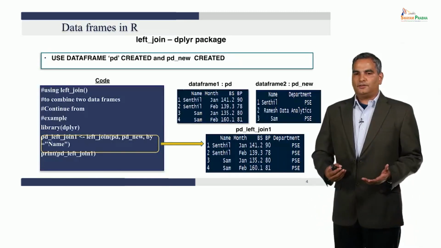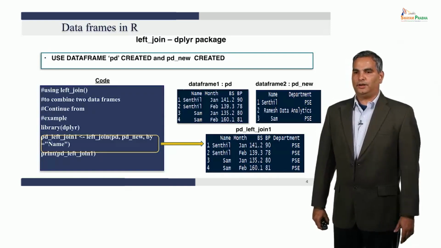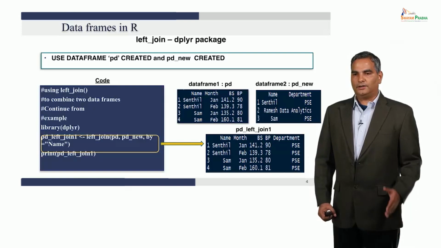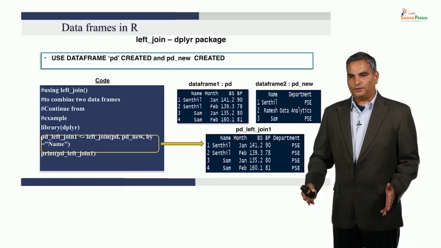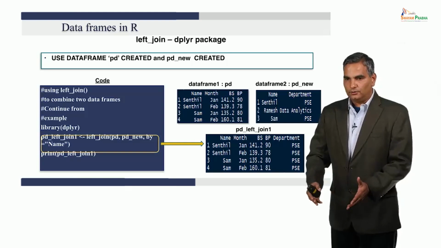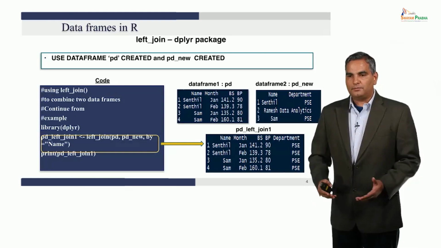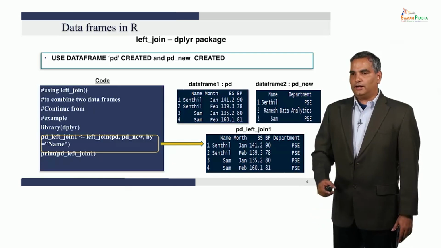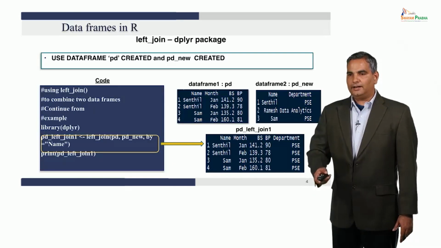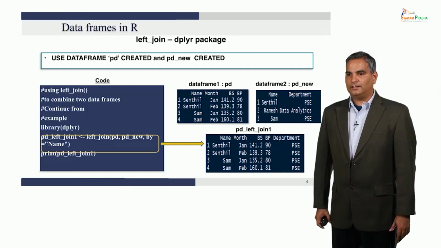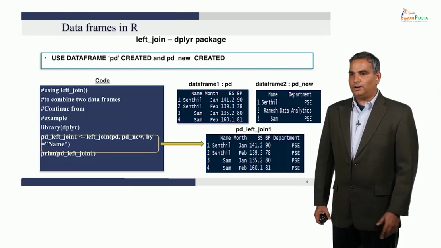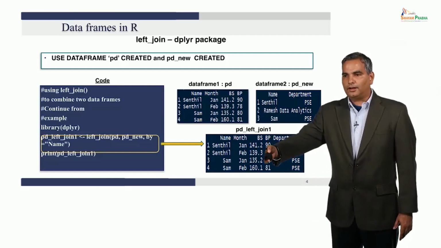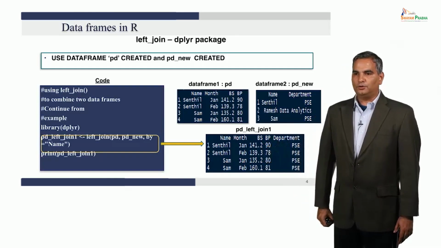So we first look at the left join command. The syntax is simple: left join whatever data frame you want to join with whatever data frame. So this is PD and PD new. And how are you going to join them? It's by name, is what we are saying here. But when we look at this, it says, okay, data frame 1 has name, Senthil, Sam. And corresponding to Senthil and Sam, I can see corresponding information in data frame 2.